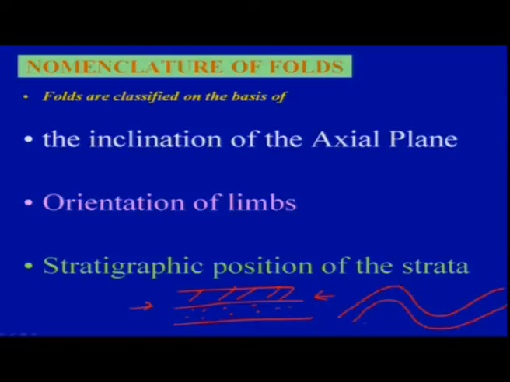So, these are the folds which we see which will be developed. We have this layer here, and then we have this one here. So, this is what we see as an anticline, and then this one is the syncline. So, this is what you will see. One, the classification, you have to remember this, that it depends on the inclination of the axial plane, the orientation of the limb, and of course, the stratigraphic position.